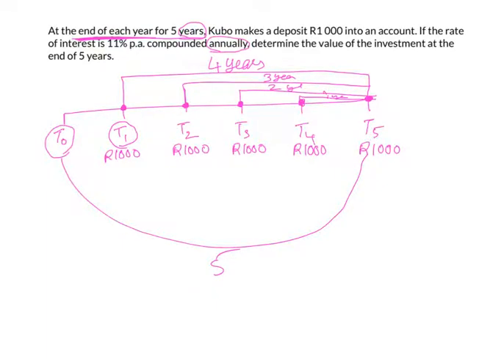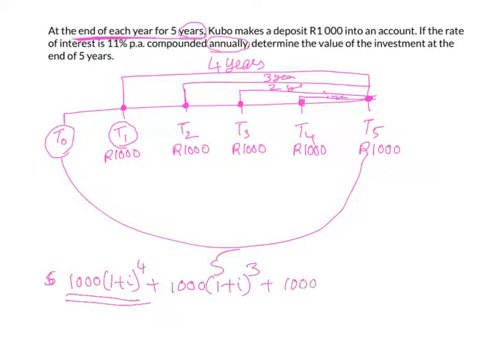Therefore, what is my interest? What is my compound interest rate, right? So it is 1,000 rands. This 1,000 rands is going to fetch me compound interest for 4 years. This is the compound interest for 3 years. And this is the compound interest for 2 years. And this is the compound interest for 1 year, right? And this is the last one, which doesn't have any interest, right?